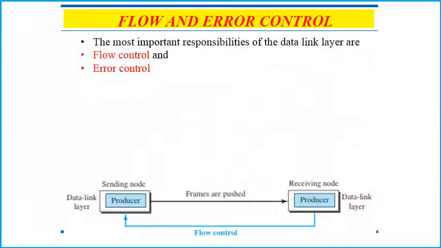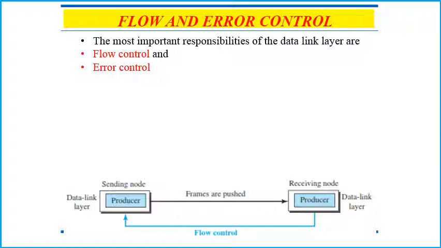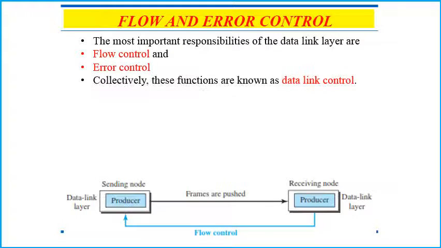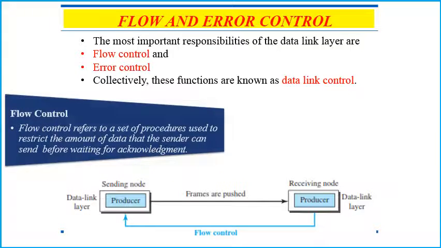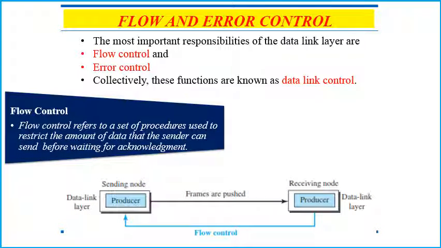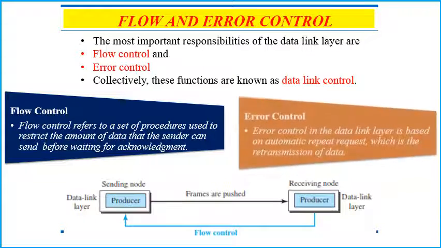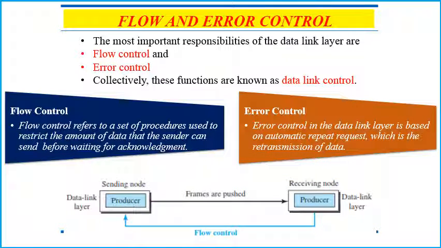The most important responsibilities of the data link layer are flow control and error control. Collectively, these functions are known as data link control. Flow control refers to a set of procedures used to restrict the amount of data that the sender can send before waiting for an acknowledgement. Error control in the data link layer is based on automatic repeat request, which is the retransmission of data.